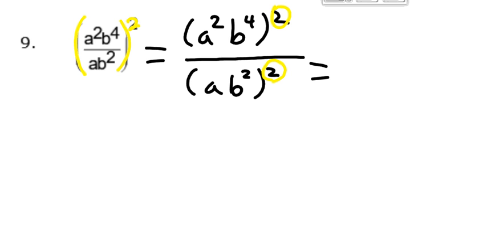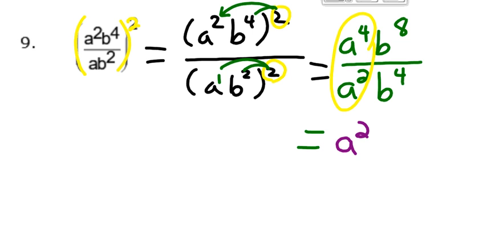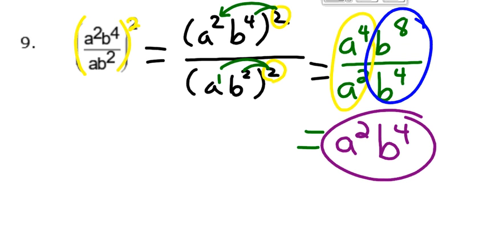All right, distributing that through, that's going to give me a to the 4th. That's going to give me b to the 8th. And on the bottom, I'm going to put a 1 here. 2 times 1 is 2, so that's a to the 2 power. And that's going to give me b to the 4 power. Simplifying, War of the A's. Looks like upstairs wins by 2. And War of the B's. Looks like upstairs wins by 4. So that is your final answer.